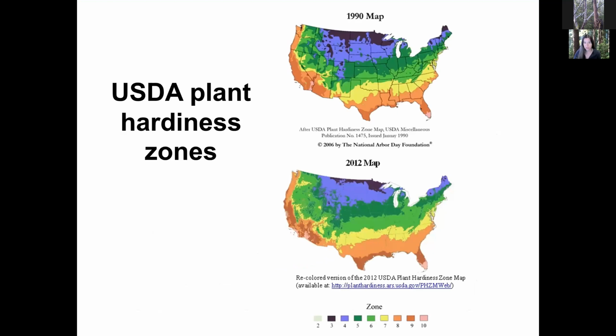So we've already seen quite a few changes in temperature and our climate here in the Pacific Northwest. That's been reflected in a couple of different ways. One is the USDA plant hardiness zones. We have the 1990 map there at the top, and then the 2012 map there at the bottom. You can see there are actually shifts in those hardiness zones. We've seen sufficient changes in climate that it's affecting what we can plant in our region and where.